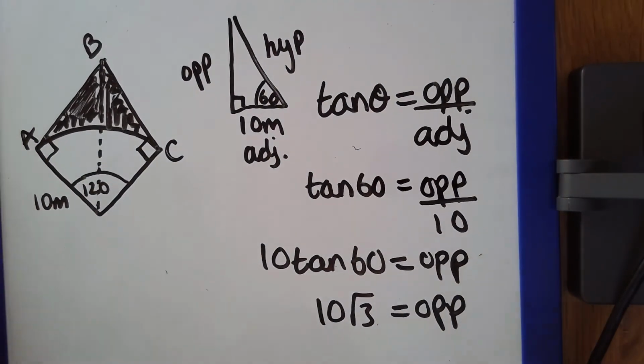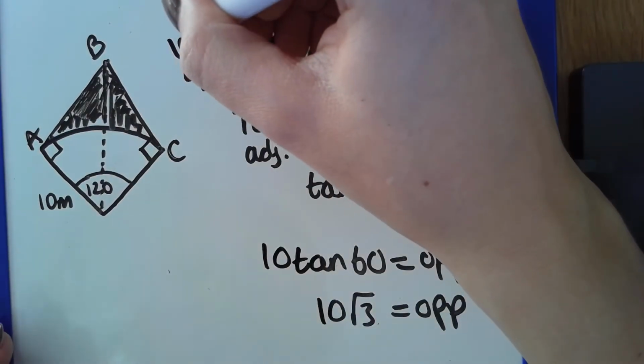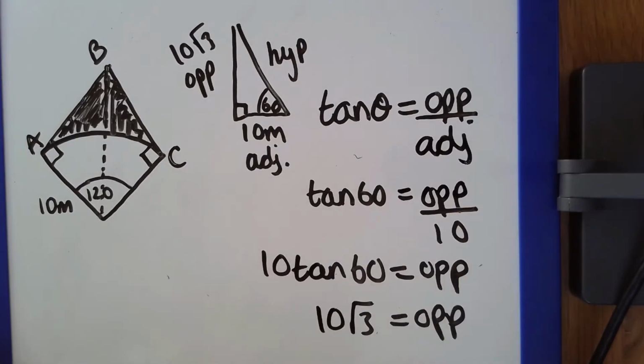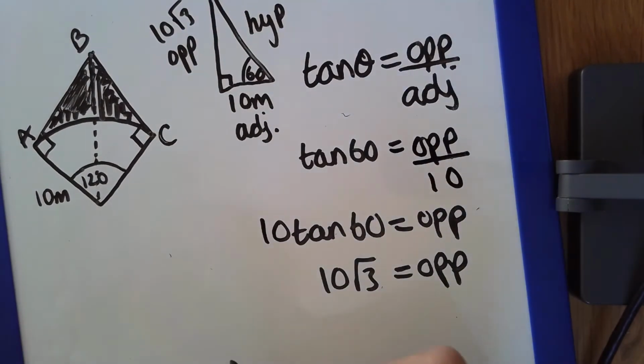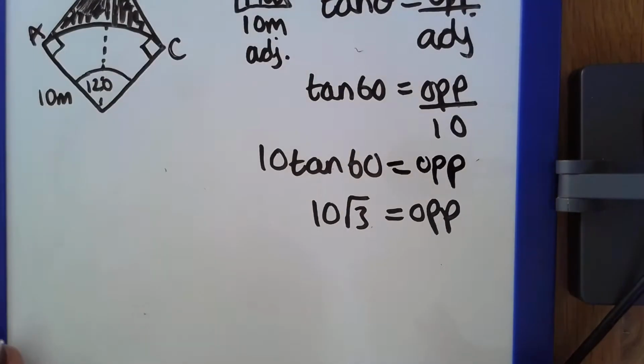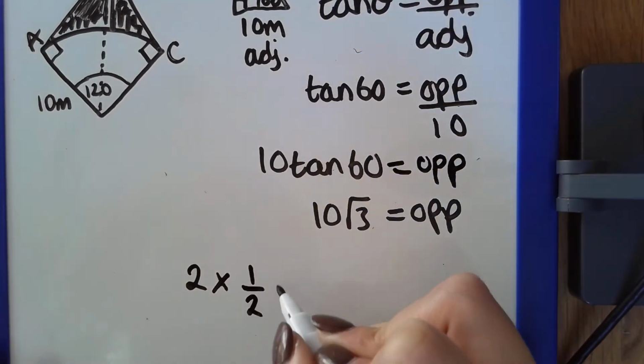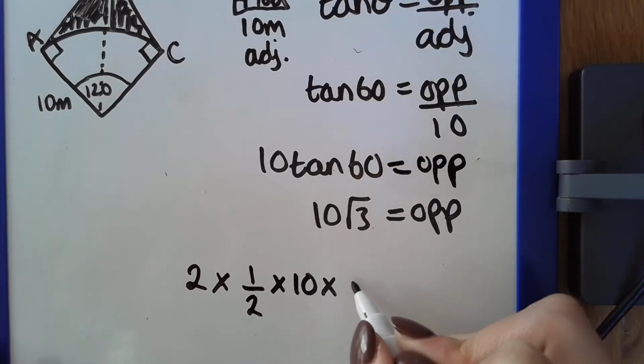So I've got 10 root 3, which is up here. Now that's my height, so I can find the area of the whole quadrilateral, because I've got two triangles, and then I've got a half times base times height.